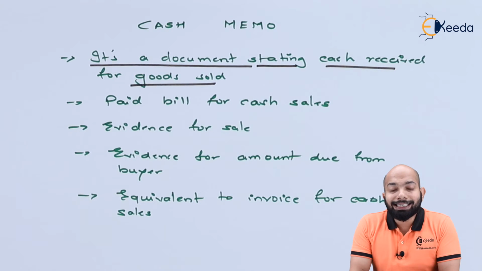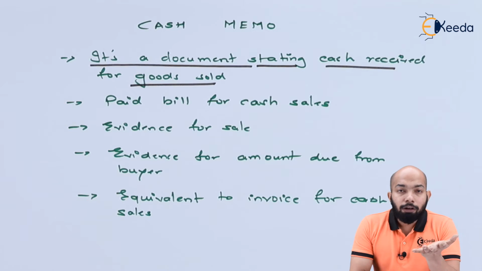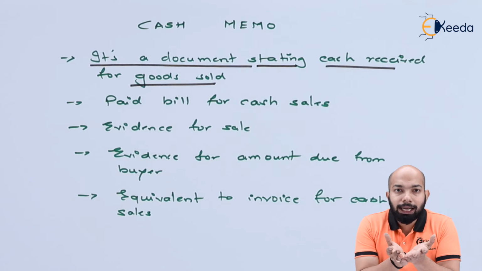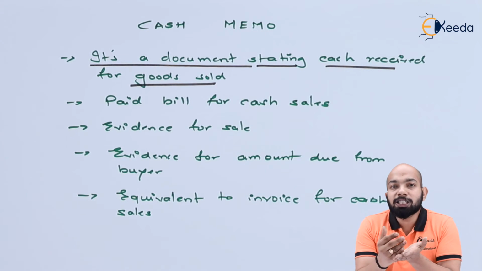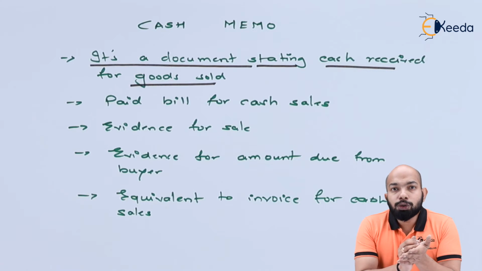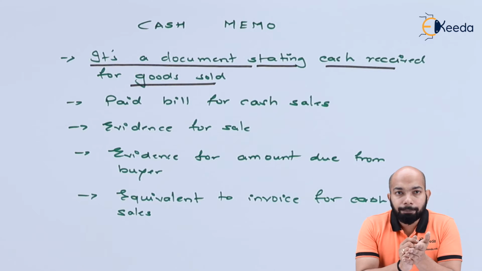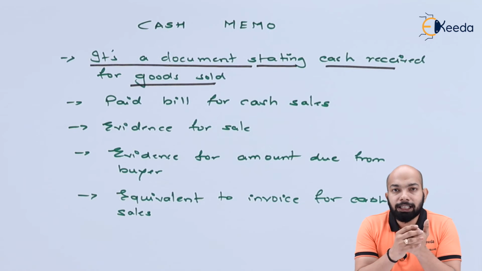It is a document stating cash received for goods sold. That means, as we discussed, that it is a source document which shows that there has been a receipt of cash for the goods being sold to the customer. Hence, we give out this cash memo to our customers, and a bill copy is kept with us for our reference, which can be used in the near future to analyze or reconcile any kind of cash sales that has been done. Hence, this is a source document which states that the cash has been received from the customer and the bill has been given to him.